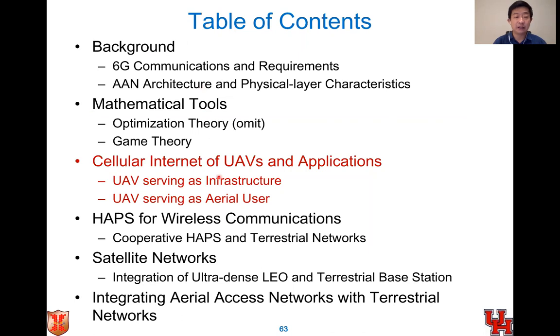After that, we will talk about UAV, HAP, and satellite, and integrate them together in an example. Basically, we will talk about several examples to show you how we could formulate the problem. So hope to see you in 15 minutes.